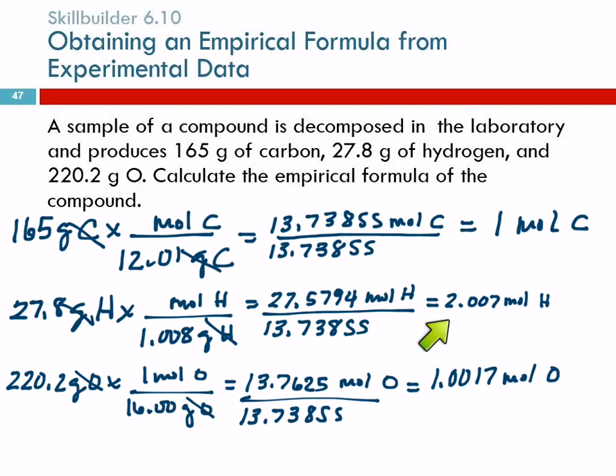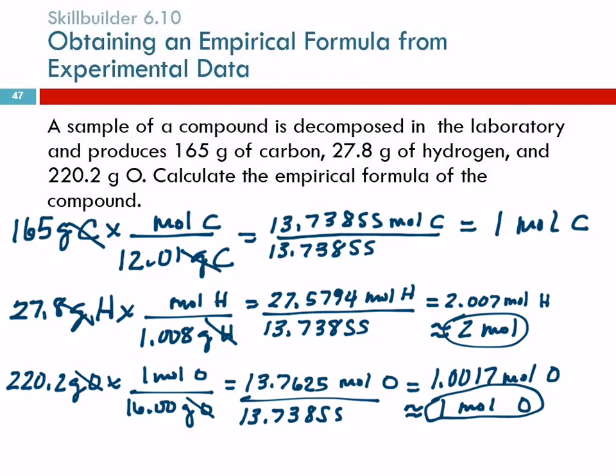Is this close enough to 2 that I can round it? Yeah, it is. If I take this number and subtract 2, the difference is less than 0.2. This is also close enough to 1 that I can round it. So I can round this to 2 moles of hydrogen, and I can round this to 1 mole of oxygen. These become the subscripts in my empirical formula.